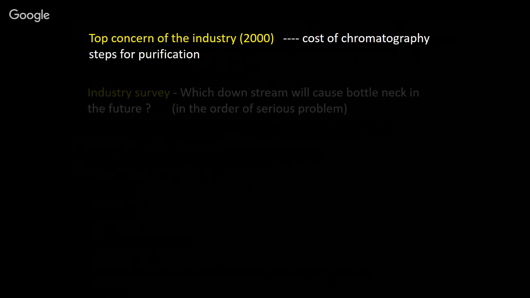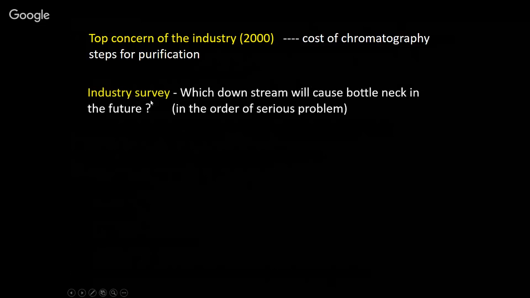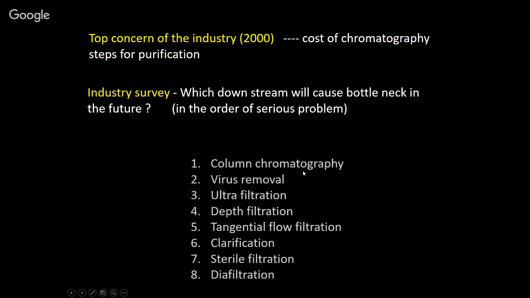So that's an issue. Then there was some industry survey done, and they tried to find out which downstream step will cause a bottleneck in the future, and it was found to be column chromatography. Then virus removal, because many products, most of the antibiotics, are still based on bacterial systems. So there could be some worry whether you have removed all the bacteria, or a little bit of bacterial contamination may be coming into the final product. So that's an important point.